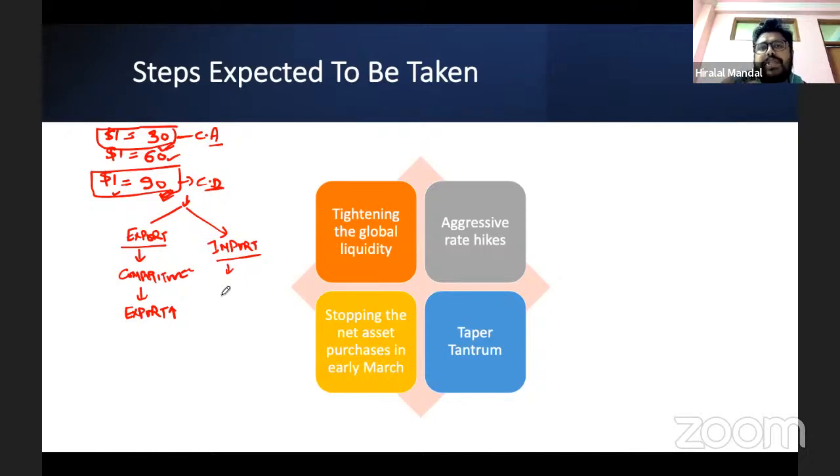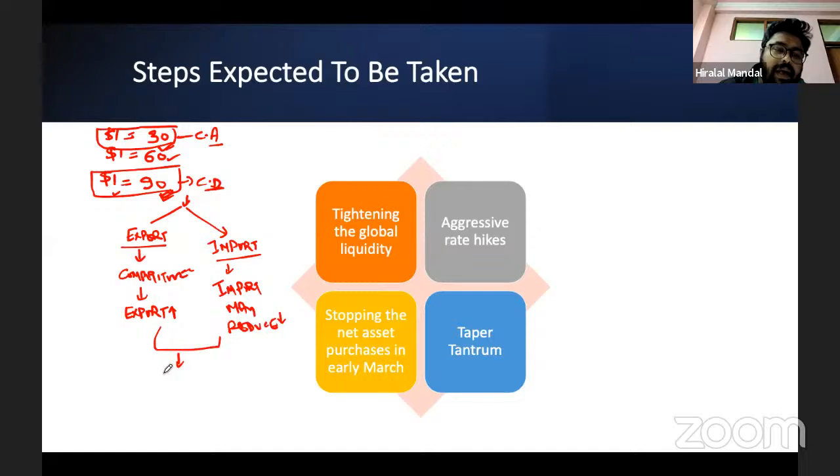Let's say I am purchasing one shirt from Biden. Earlier I used to pay 60 rupees. Now I will have to pay how much? 90 rupees. So it becomes costly for me. So imports become costly, and therefore imports may reduce. All right, this is what happens.